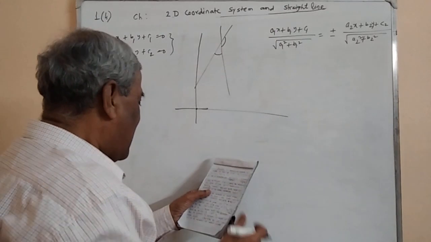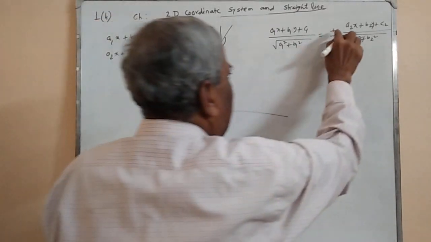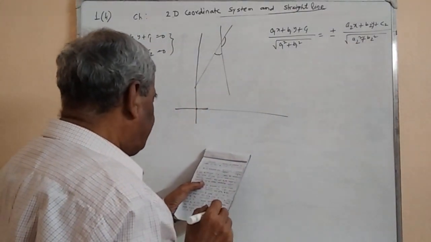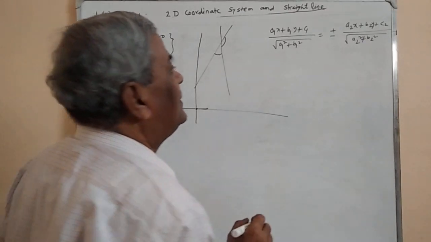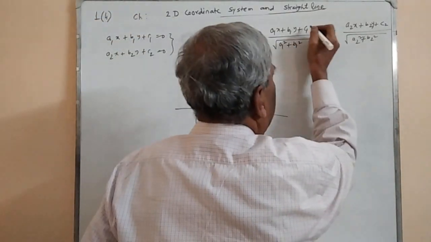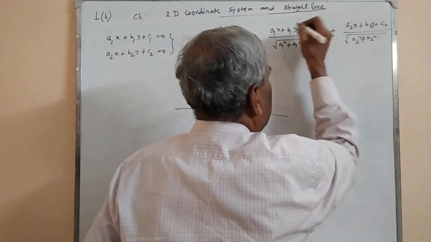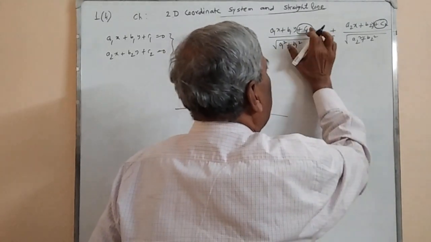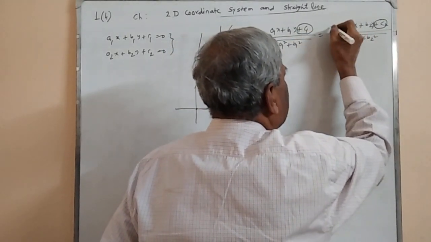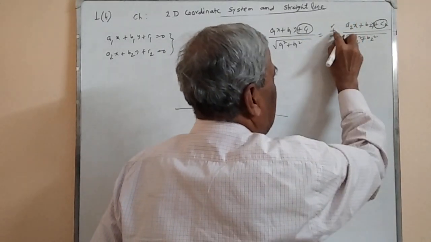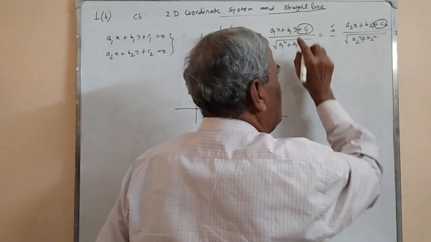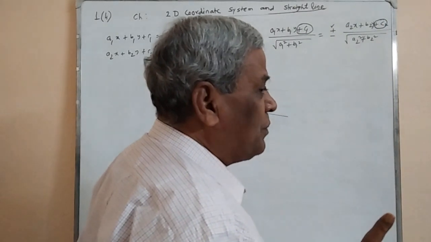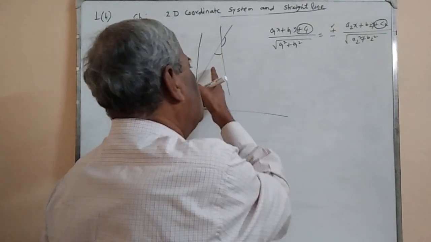Number two, between plus sign and minus sign, take the particular one which will give the sign of the constant terms C1 and C2. If they are of the same sign, then take plus. So if we take plus, the sign of the constant terms C1 and C2 will be the same. This will give you the equation of bisector of the angle containing the origin.